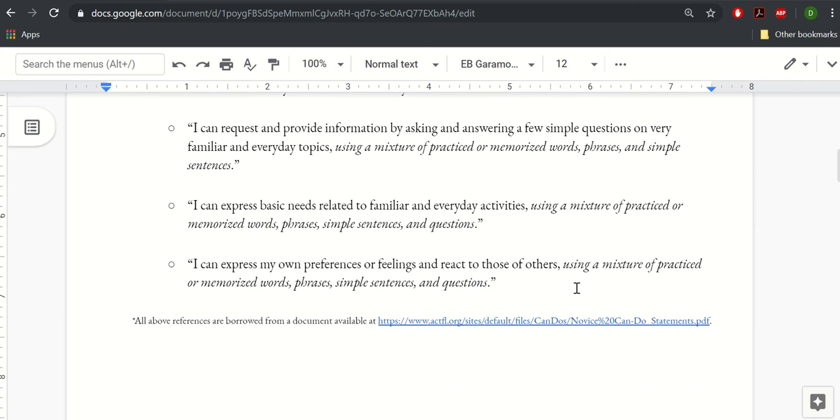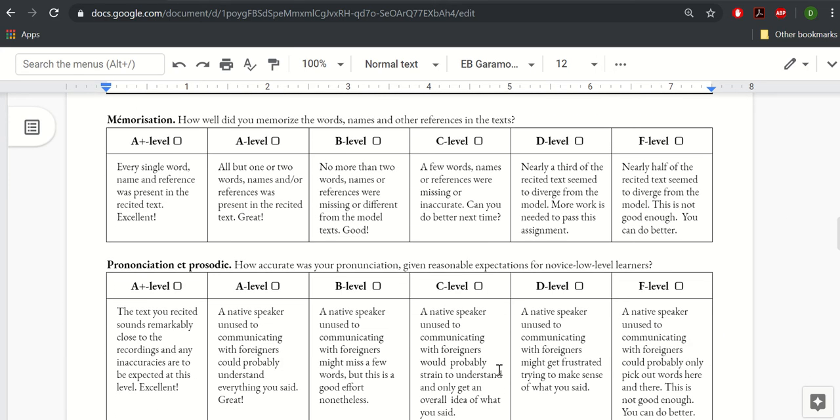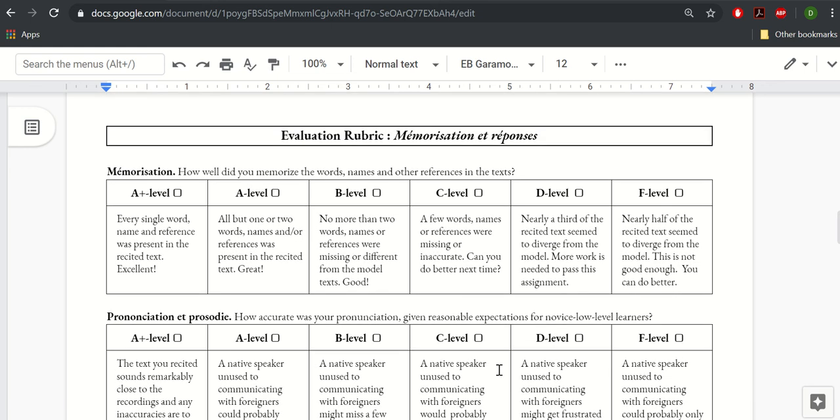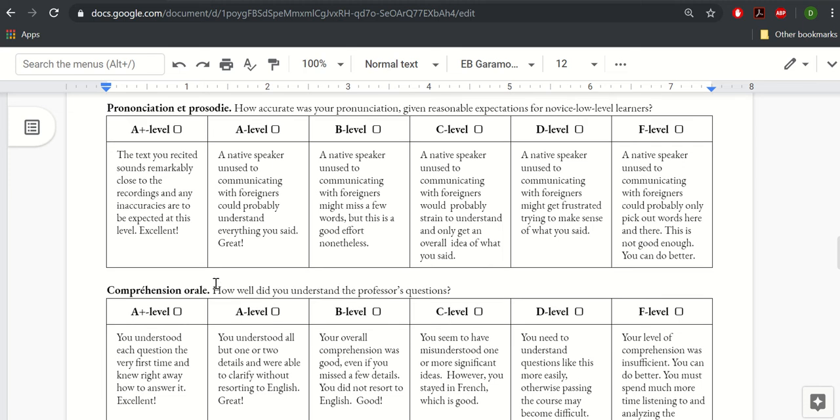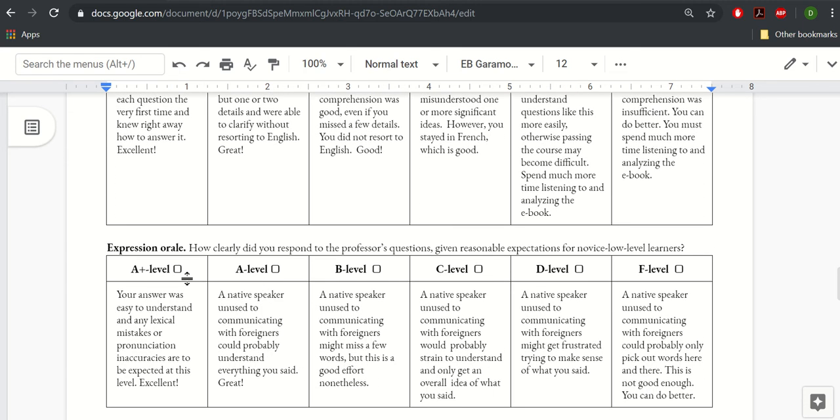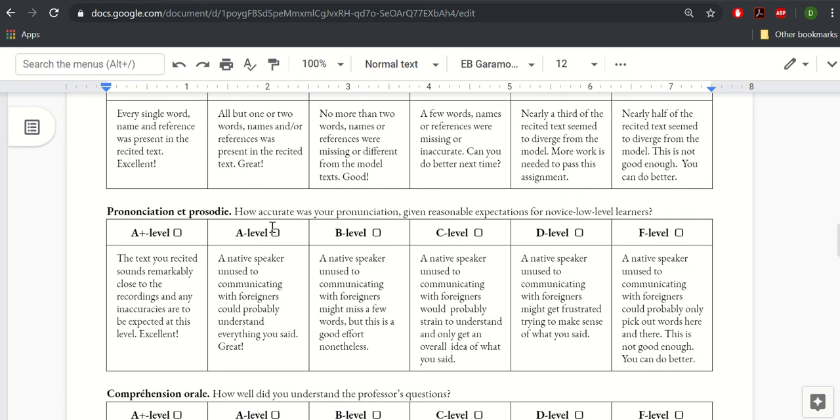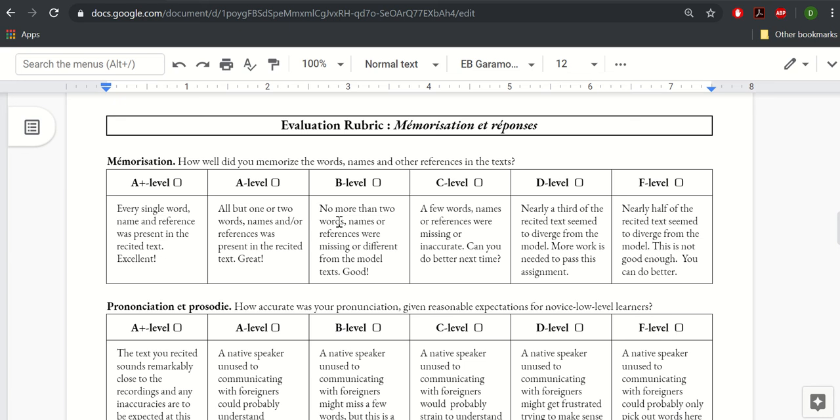If you're interested in further information, you can go to this link as well. Next, for your evaluation rubric, you're going to be evaluated on 4 major criteria. So your memorization, basically your pronunciation, how well you understand, and how well you express yourself. So these are descriptions of the grade level that you might get for each of these. So for example, at an A level of memorization, all but 1 or 2 words, names, or references are present in the text that I hear you recite, and that's great.